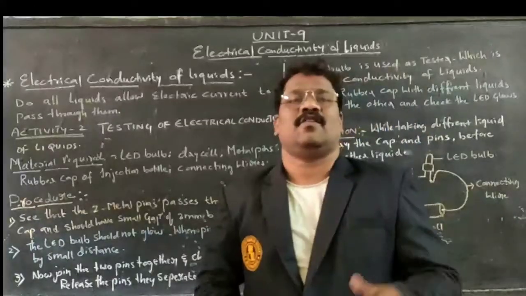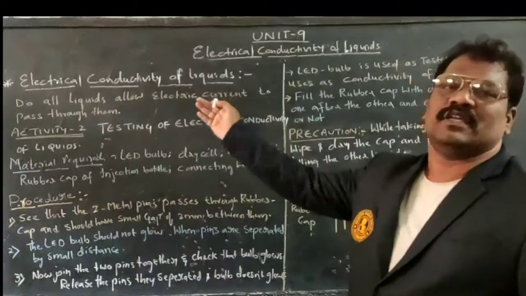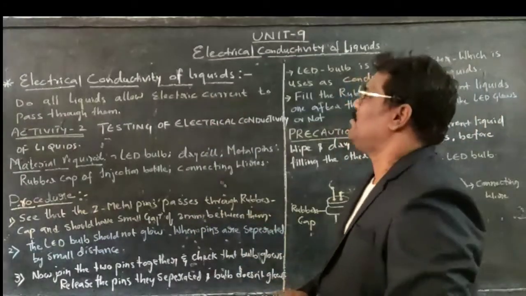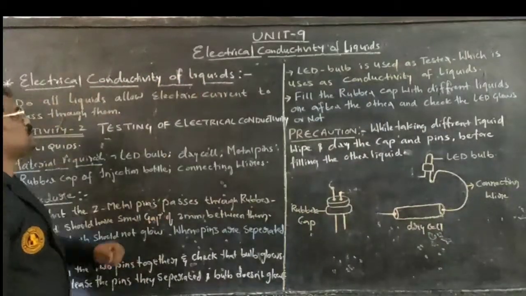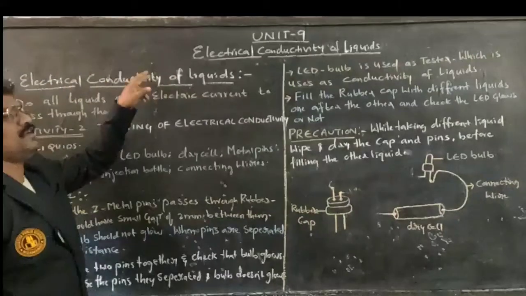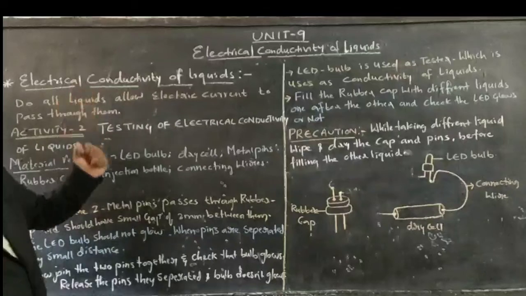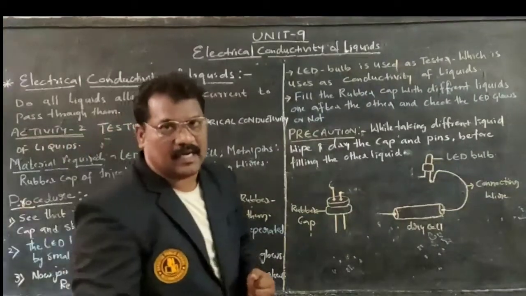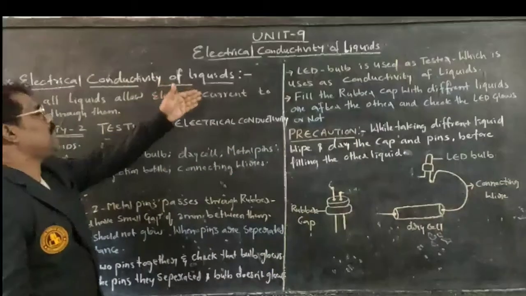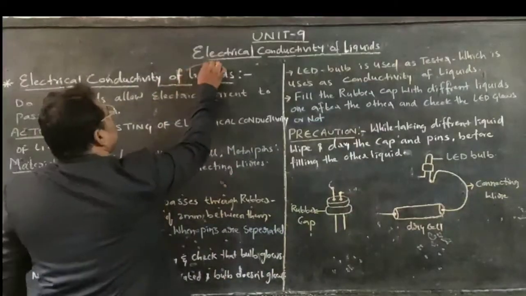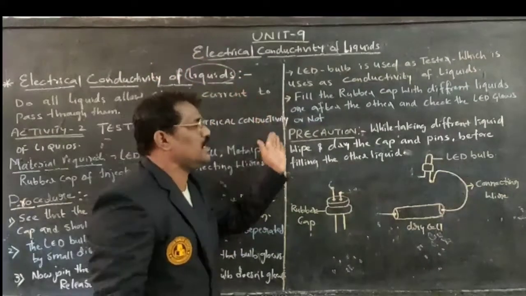Within this chapter, now we are going to perform activity 2. What information does activity 2 give? It gives information about the electrical conductivity of liquids. What is electrical conductivity? Already we have studied clearly that it is a property of a material. Of what material? A liquid material. What types of liquids? We will see that in further classes.